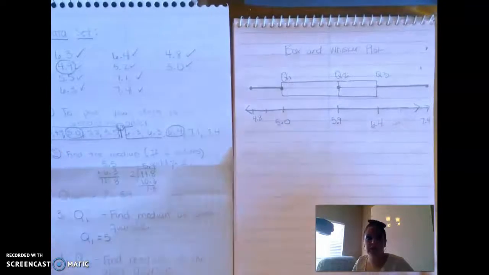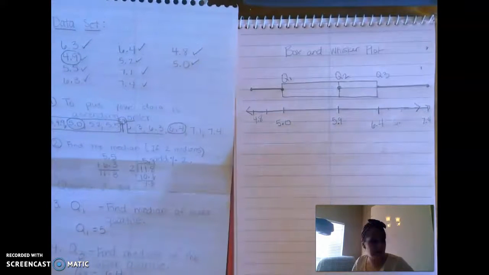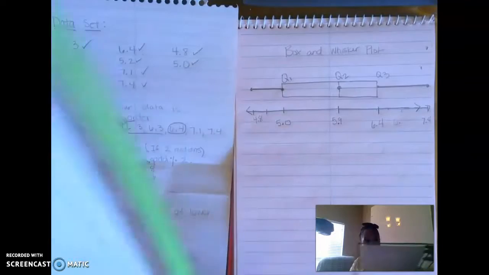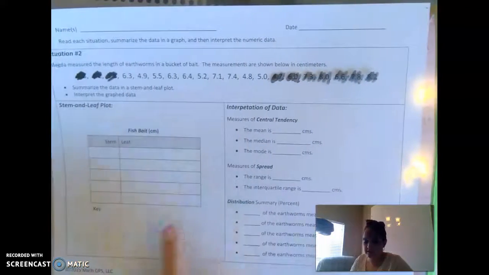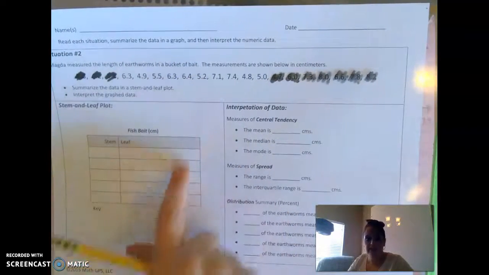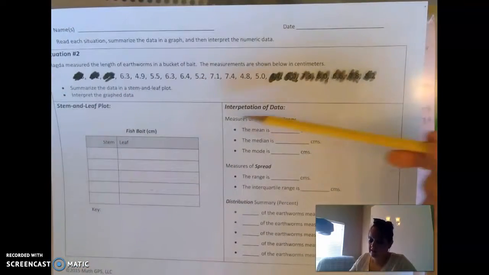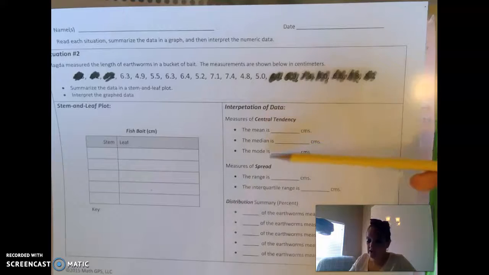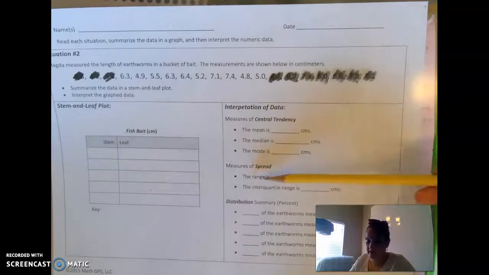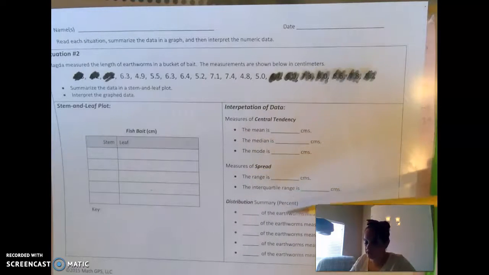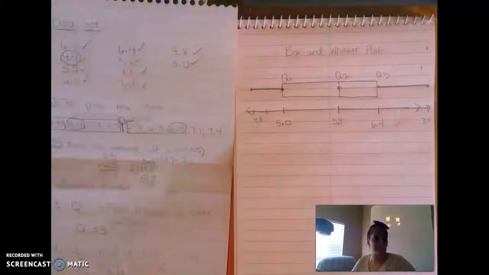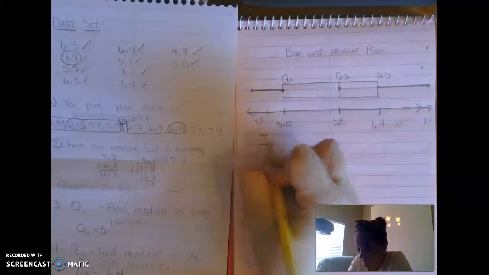So I'm going to end this video because this is just how to make a box and whisker plot, and then I'll make another video on how to take this, put it in my stem and leaf, and how to take the same data we just used and figure out all the central tendencies, the range and interquartile range, and then the summary distribution. While I'm still here though, we can do interquartile range real quick.